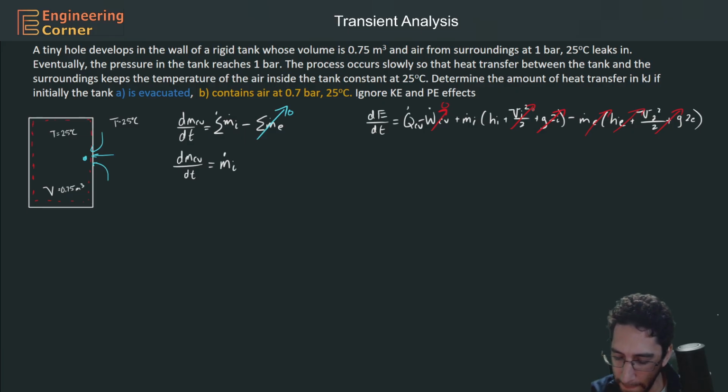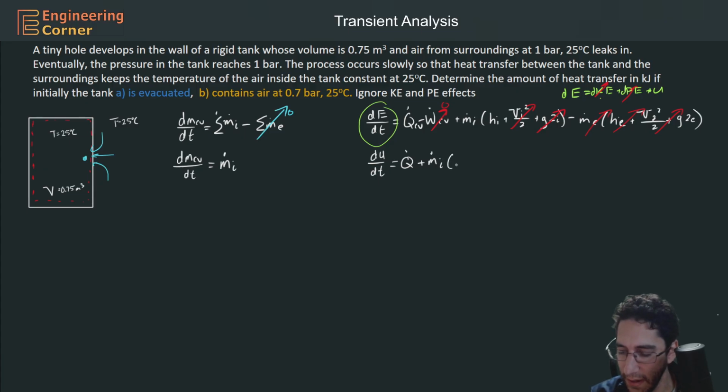There's one more simplification. By ignoring kinetic and potential effects, this term right here, we know that my total energy is equal to kinetic energy plus potential energy plus internal energy. So if we looked at the difference of all of these, kinetic energy and potential energy are going to go to 0. So all we'll have here is the change in my internal energy with respect to time is equal to the rate of heat transfer plus the mass flow rate of my inlet times my enthalpy h_i.